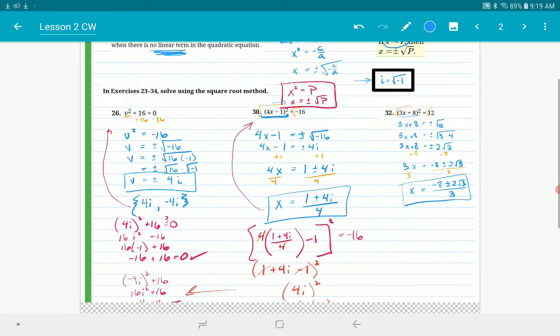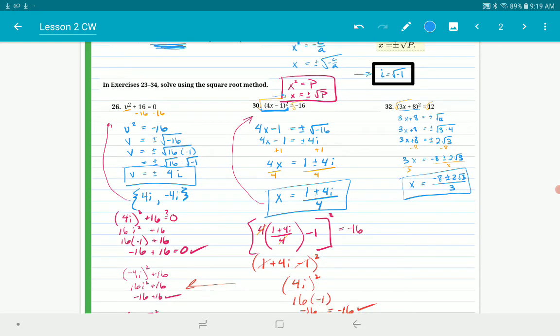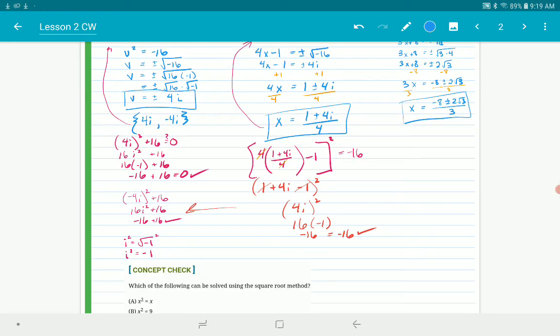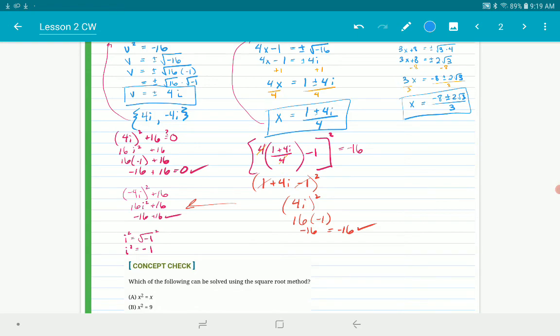All right, so there are my 3 examples for solving using the square root method. Remember that, actually, let me ask you a question. Which of the following can be solved using a square root method? I'm going to give you a second to answer that. So if you said B, you were correct.